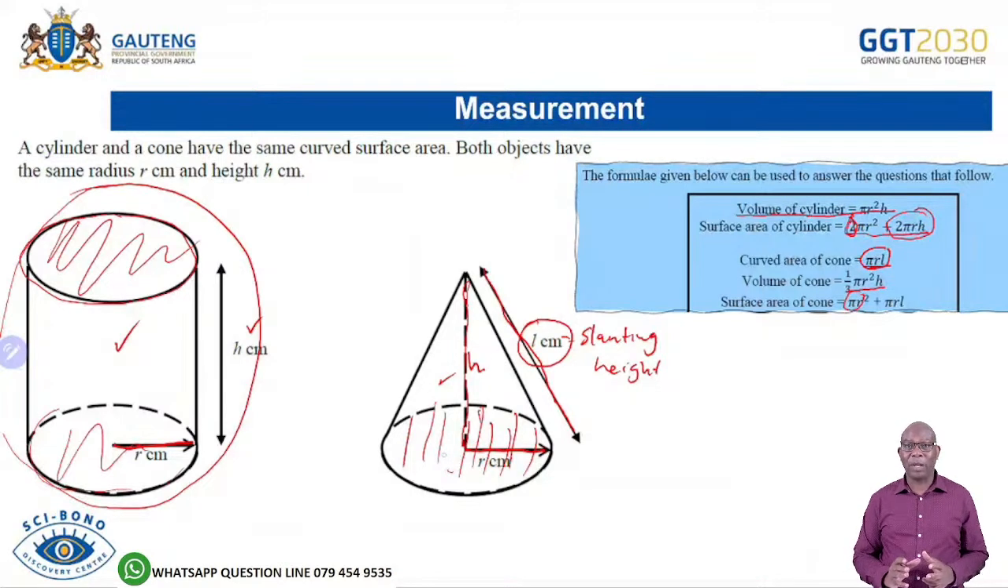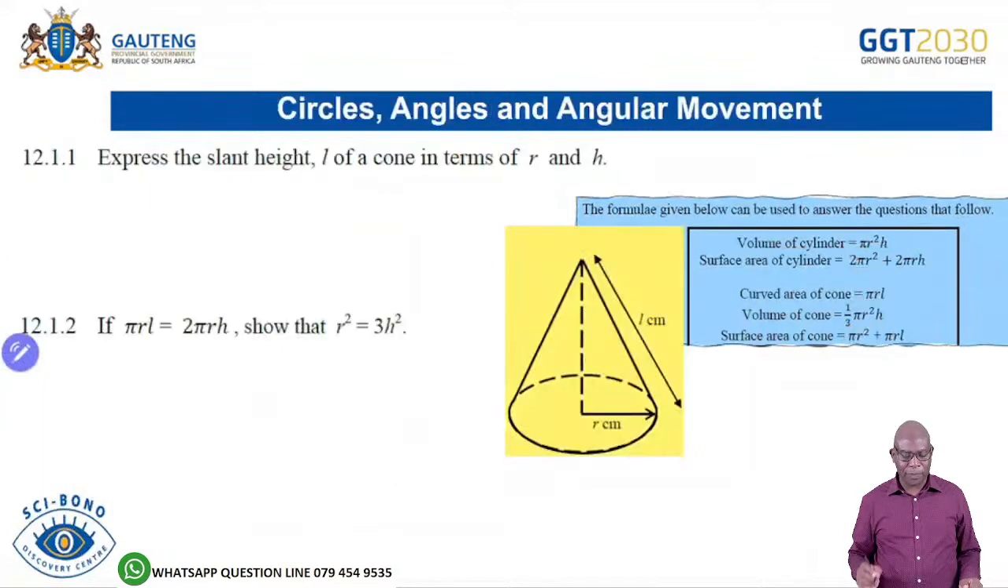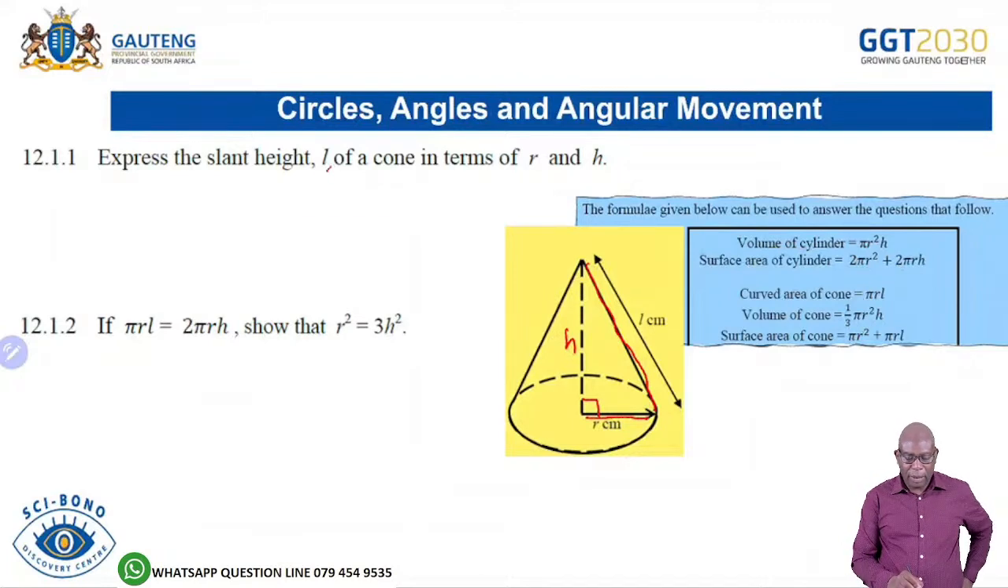I'm explaining these formulae so that when you see them, you are able to recognize them. You must not just memorize them; you must understand them and know how to use them. The first question says, express the slant height. Here is our slanting height, here is our h, and that is the perpendicular height. So we've got two heights in a cone, the slanting height and the perpendicular height. Express the slanting height L of a cone in terms of r and h.